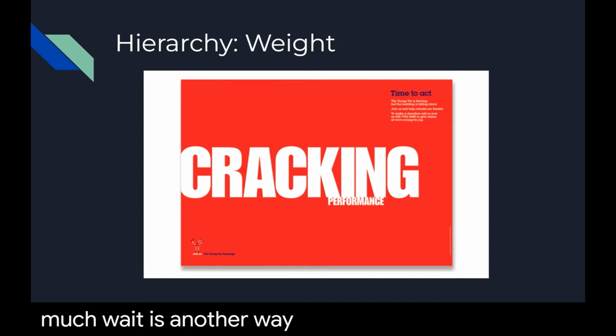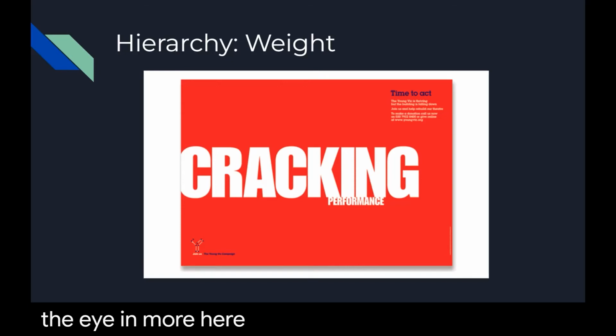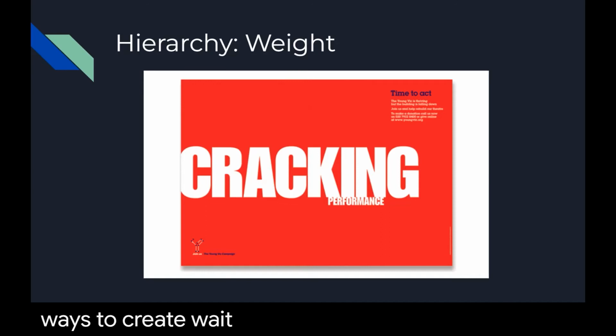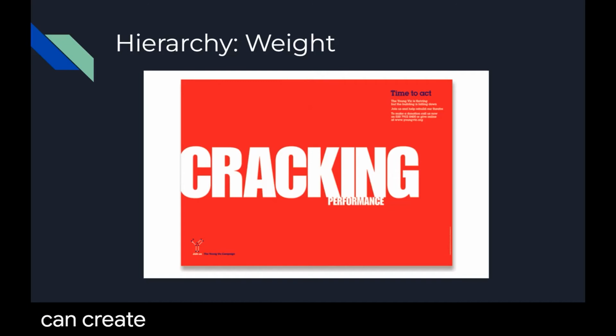Weight is another way that we can play with hierarchy. Things that have larger weights will draw the eye in more. Here, cracking has a large weight, meaning it is thicker than any of the other text surrounding it. Therefore, it draws the eye in. Other ways to create weight are to use solid elements as opposed to those that are just outlined, or to draw thicker lines on some areas than others. And so weight can create hierarchy and rank as well.